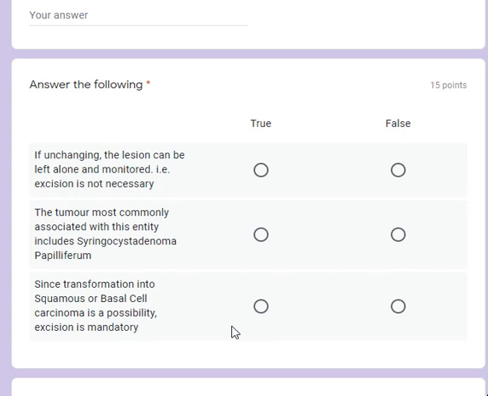There is no harm in leaving it alone, unless for cosmetic reasons the patient wants to have the lesion excised.